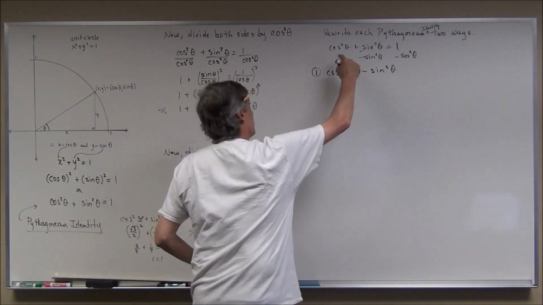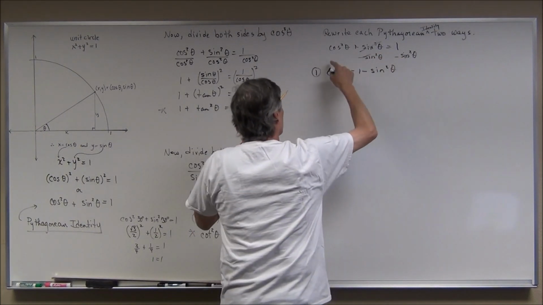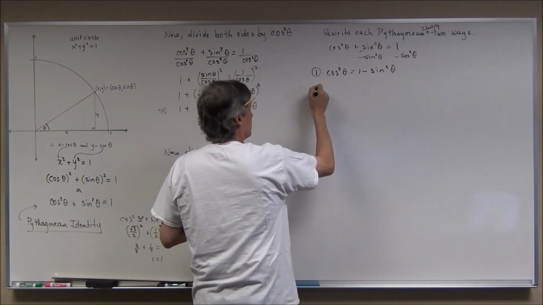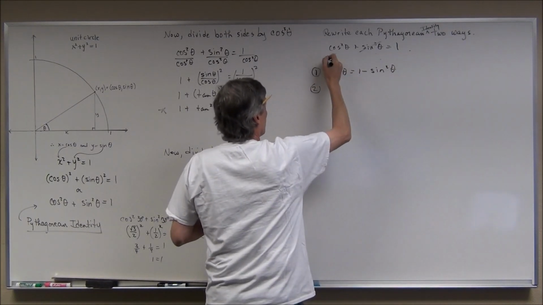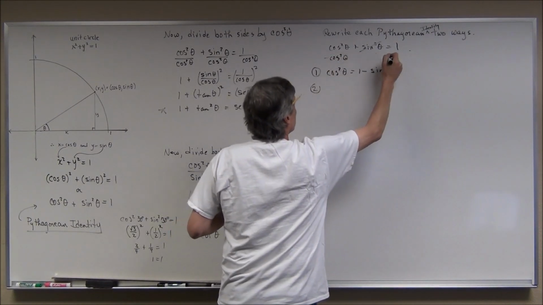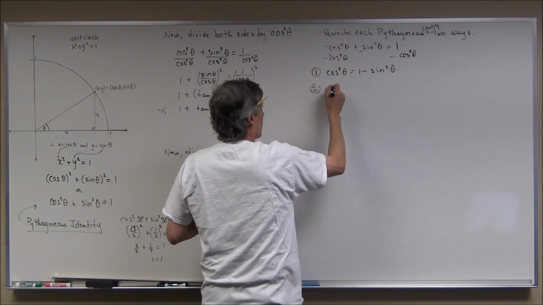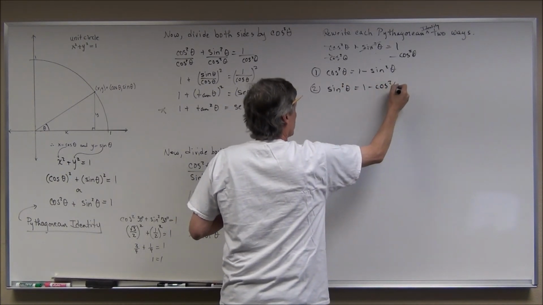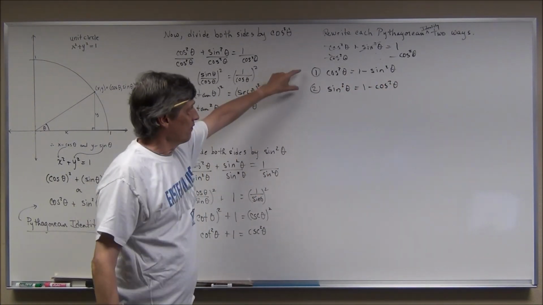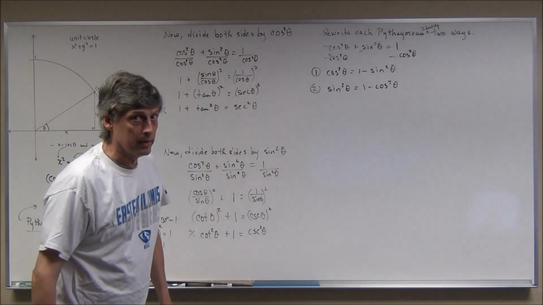Now if instead of subtracting sine squared theta from both sides, what if I had subtracted cosine squared theta from both sides? Very similarly, I'm going to end up with sine squared theta is equal to 1 minus cosine squared theta. And these two variations of this guy show up a bunch. You're going to need to know that one, okay?